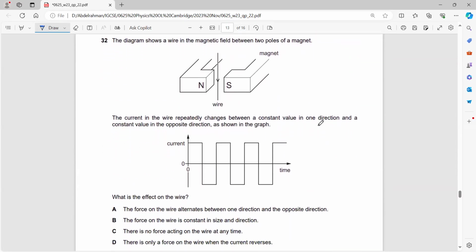This is an easier question. What's the effect on the wire? The current in this wire repeatedly changes, from one positive to one negative in the opposite direction. What happens to the wire? A. The force in the wire alternates. Yes, it keeps on alternating.